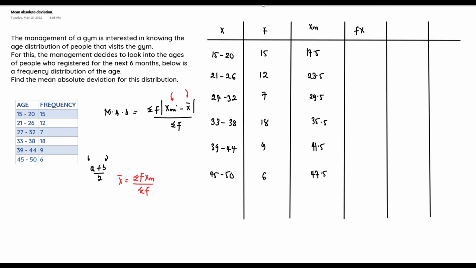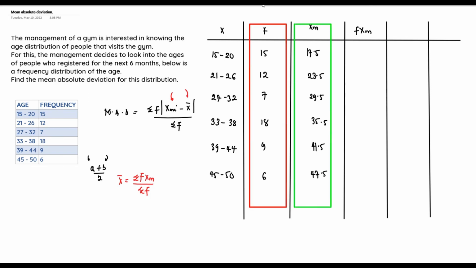So we have fxm. 15 times 17.5 gives us 262.5. 12 times 23.5 gives us 282. 7 times 29.5 gives us 206.5. We have 35 times 18, 35.5 rather, times 18, which is 639. We have 9 times 41.5, which is 373.5. And then we have 6 times 47.5, and that gives us 285.